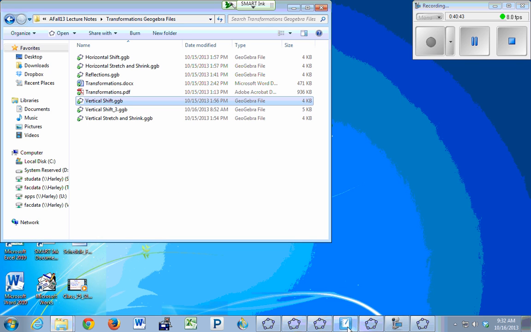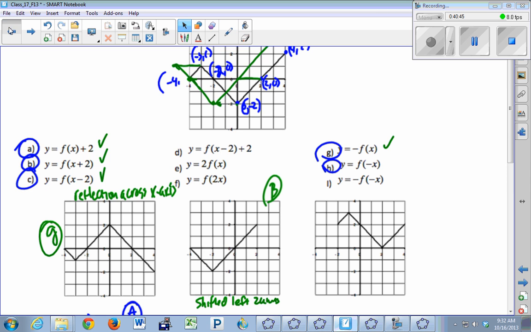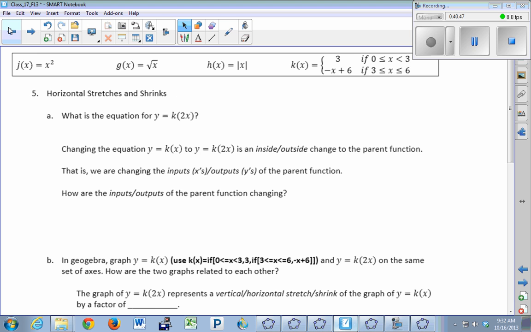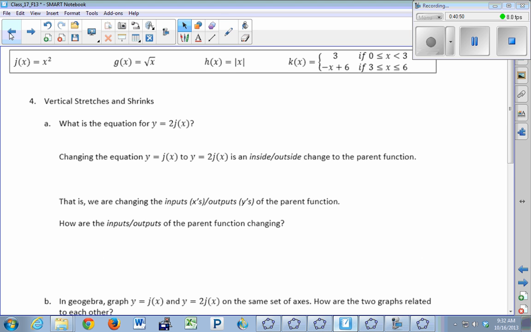So let's go back to our, where are we now? There we are. Okay. So vertical shrinks and vertical stretches, that's the language we use. We're going to stretch the function.